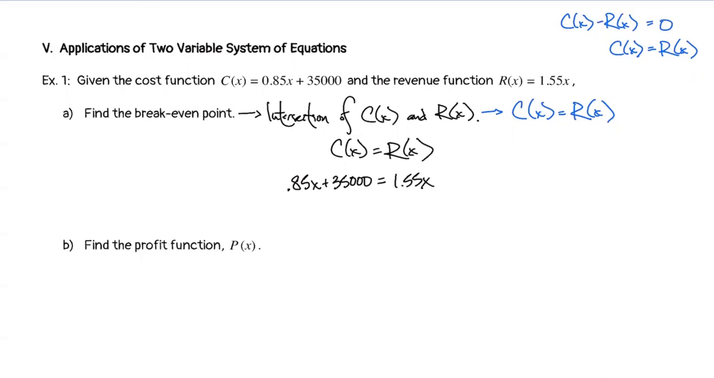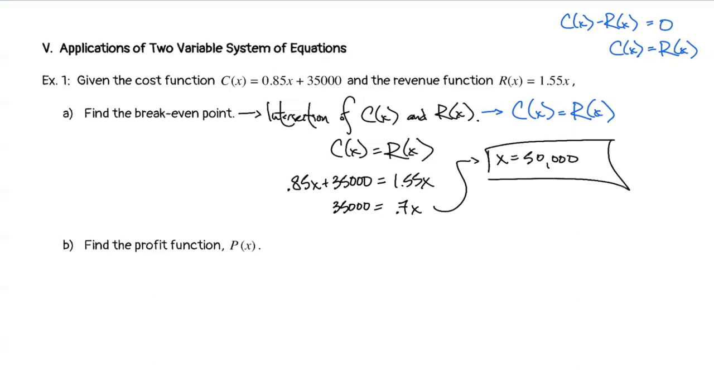Well, we can solve for x, right? So we can put like terms together. So you can subtract 0.85x from 1.55x. Okay, and so if we move that 0.85 over, we do a little computation. I think we get 0.7x. And then to get x all by itself, we just got to divide by that 0.7. And I think we end up with that.